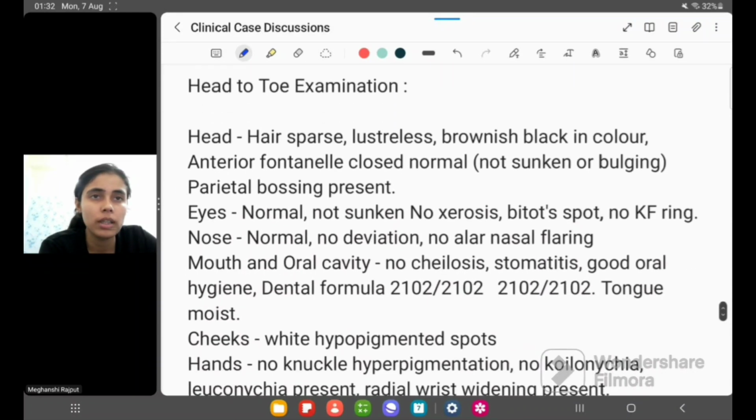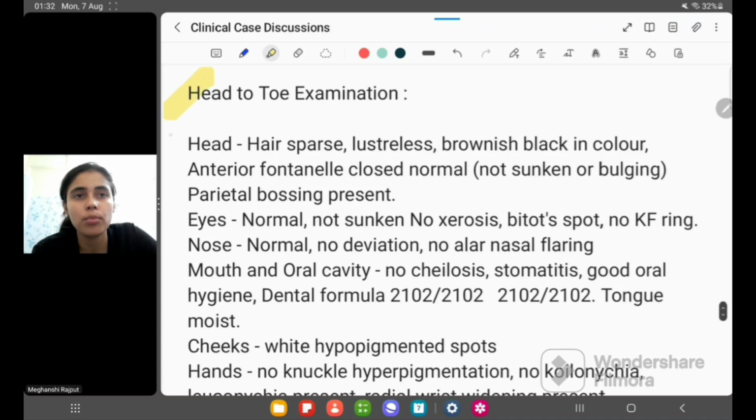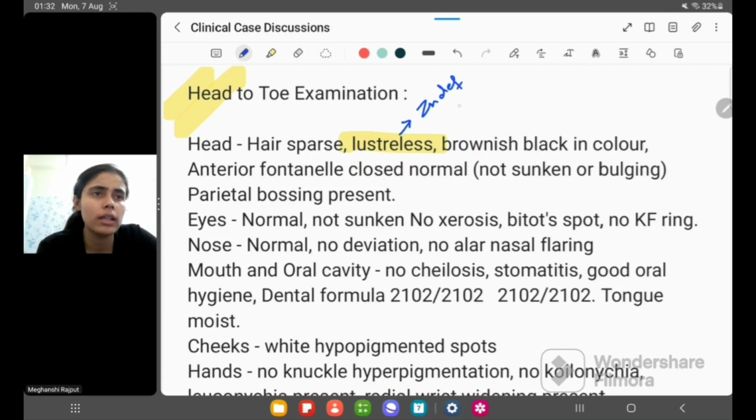Then head to toe examination, utmost important, and we need to start from the head in sequence. So head, the hair is sparse, lusterless. So this lusterless is pointing me towards some micronutrient deficiency like zinc deficiency, and this zinc deficiency can also be seen in cases of acrodermatitis enteropathica. Okay.